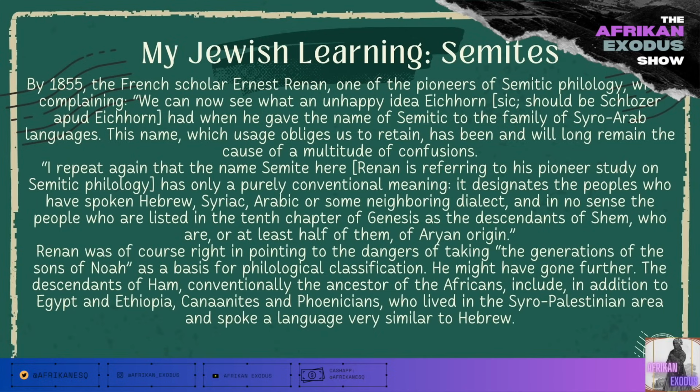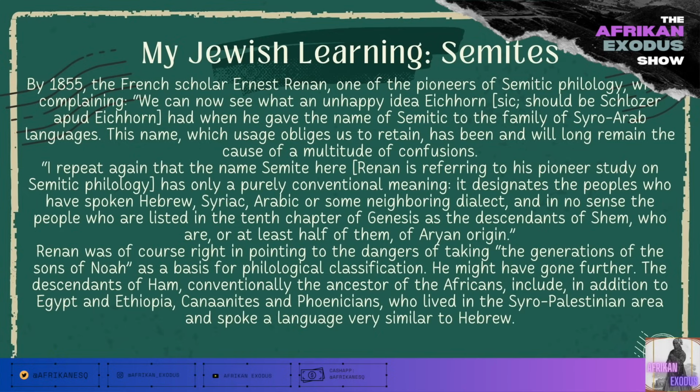I repeat again that the name Semite here, Renan is referring to his pioneer study on Semitic philology, has only a purely conventional meaning. It designates the peoples who have spoken Hebrew, Syriac, Arabic, or some other neighboring dialect, and in no sense the people who are listed in the 10th chapter of Genesis as the descendants of Shem, who are at least half of them of Aryan origin.